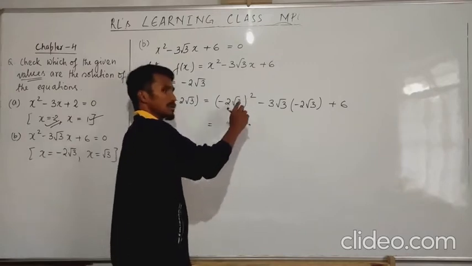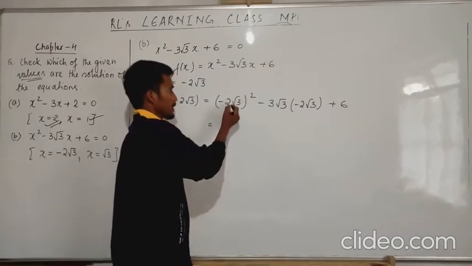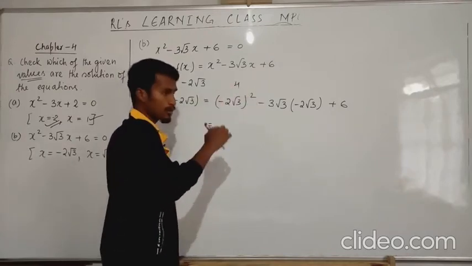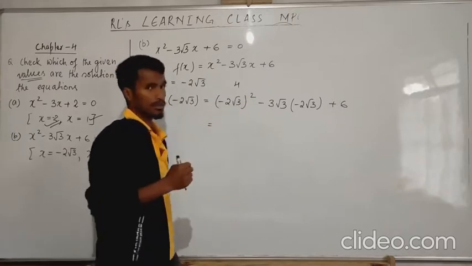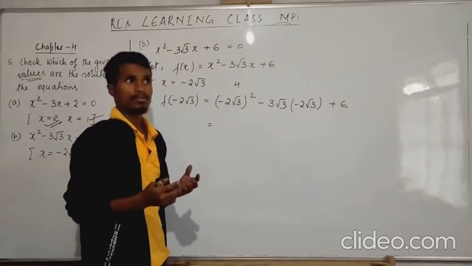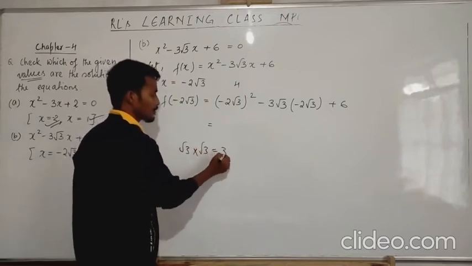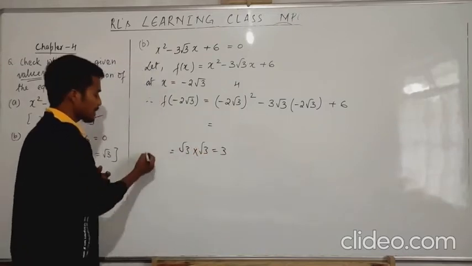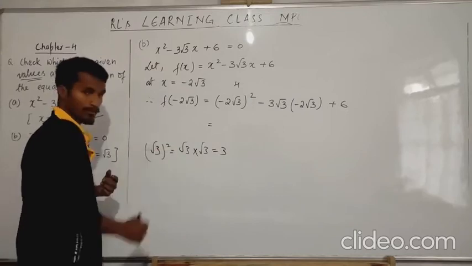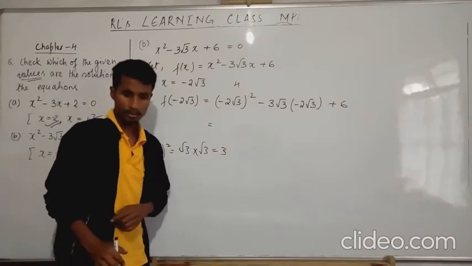Then 2 to the power 2 will be 4. 2 to the power 2, how much? 4. Then root 3 to the power 2, how much? Root 3 to the power 2 is 3, because root 3 into root 3 is equal to 3. Then this root 3 means root 3 whole thing squared, and root 3 whole thing squared is equal to 3.